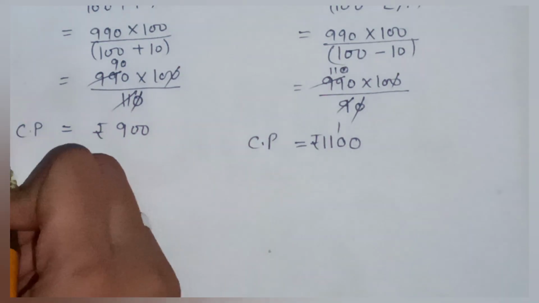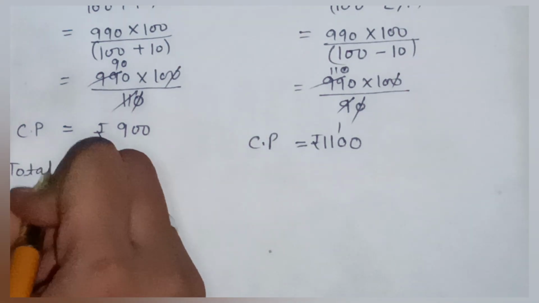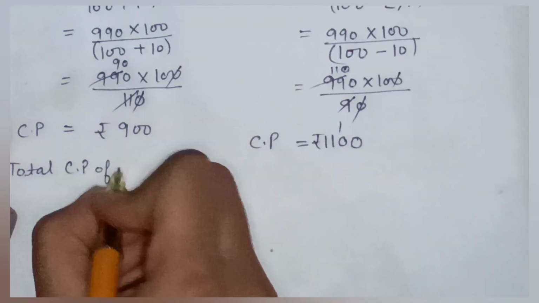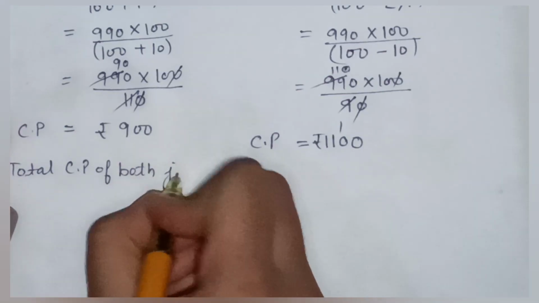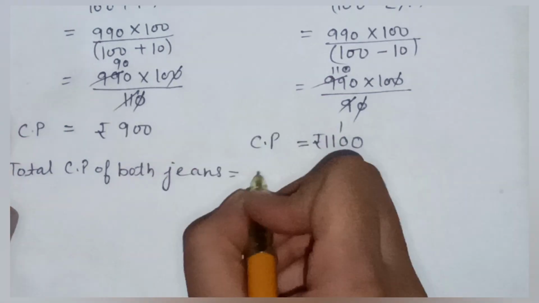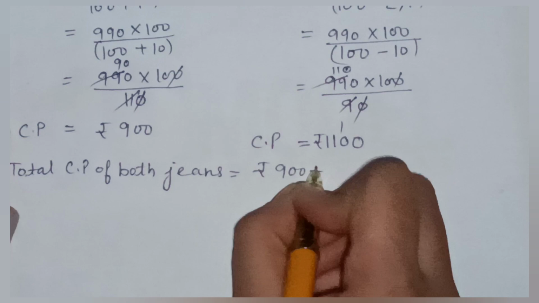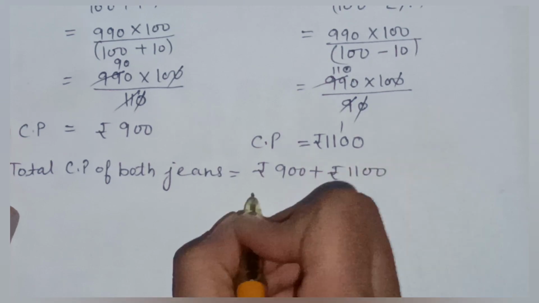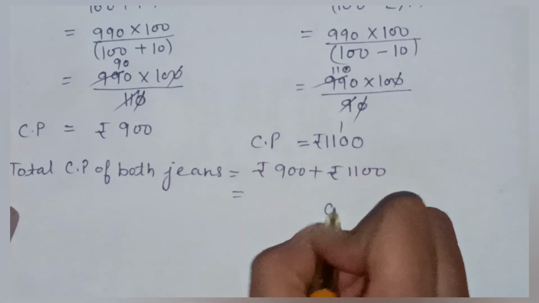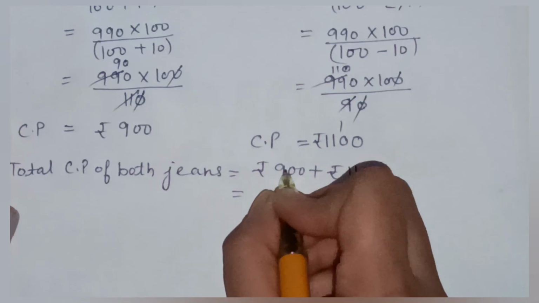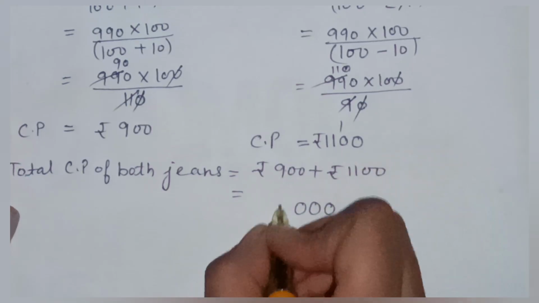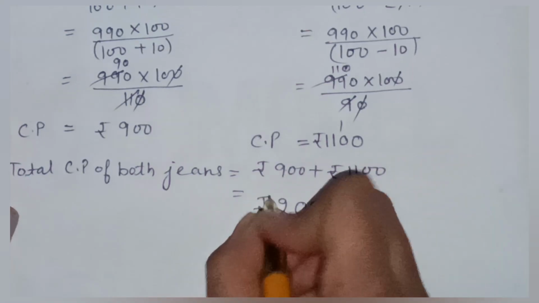So the total cost price of both jeans is equal to rupees 900 plus rupees 1100. 0 plus 0 is 0, 0 plus 0 is 0, 9 plus 1 is 10, 1 is a carry, 1 plus 1 is equal to 2, so rupees 2000.